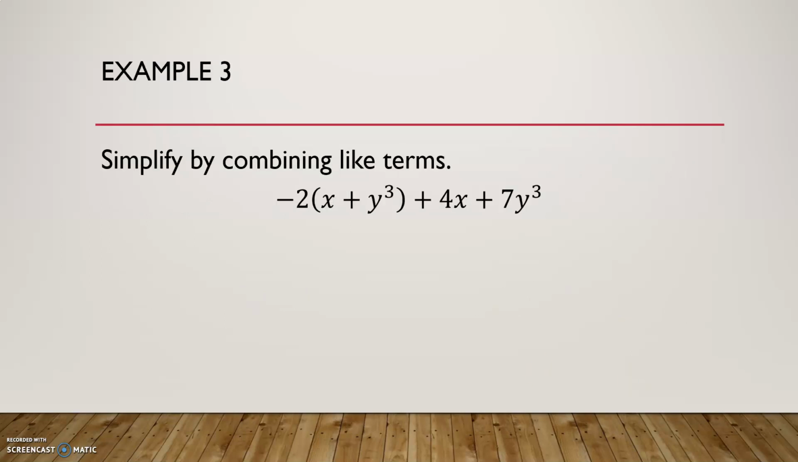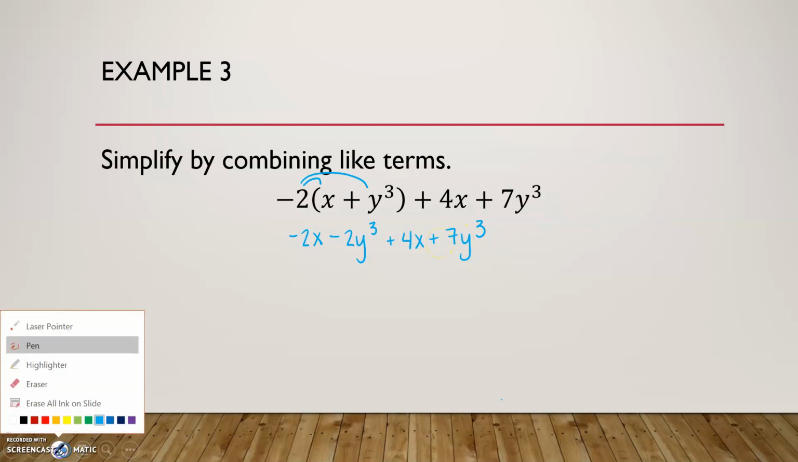So let's simplify by combining like terms. The first thing we're going to do here is distributive property. We're going to get negative 2x minus 2y to the 3rd plus 4x plus 7y to the 3rd. Notice I didn't change anything over here. I just wanted to distribute first. Now that I've gotten that taken care of, I can look for any like terms.